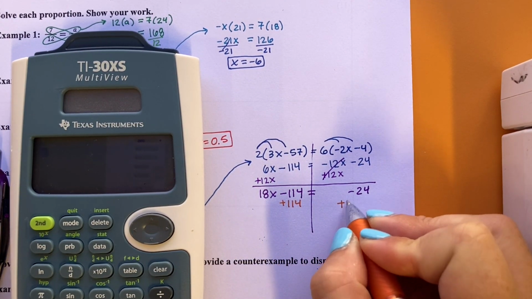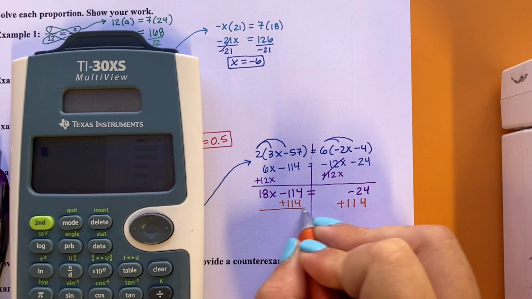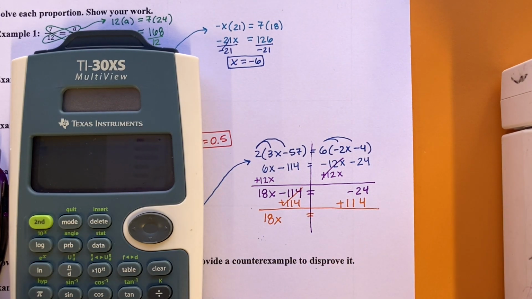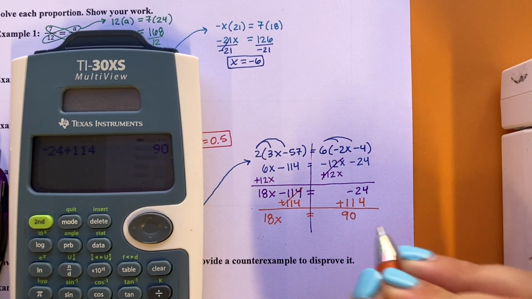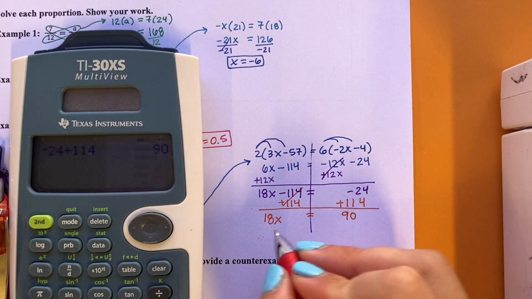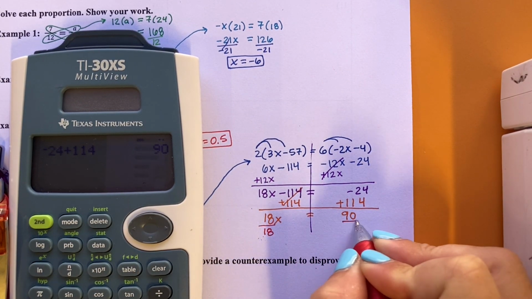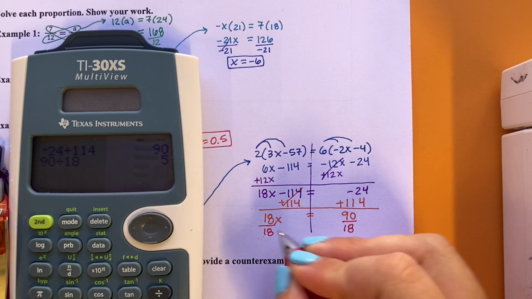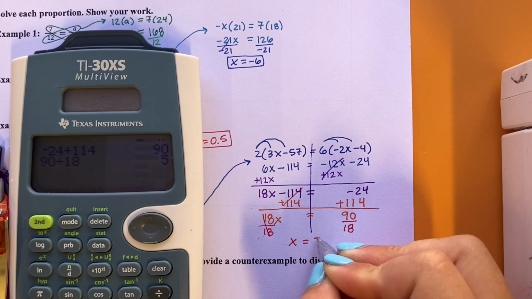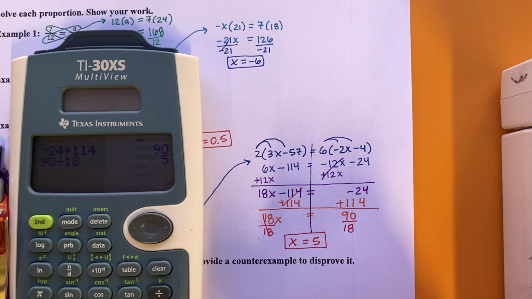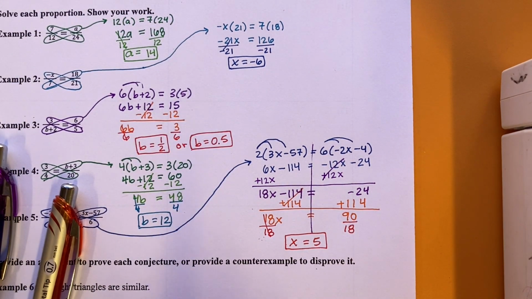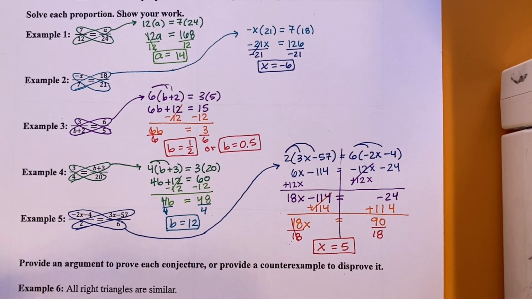Add the 114. 18x equals negative 24 plus 114 is 90. Divide the 18 off. 90 divided by 18. X is equal to 5. So that is how we solve proportions.